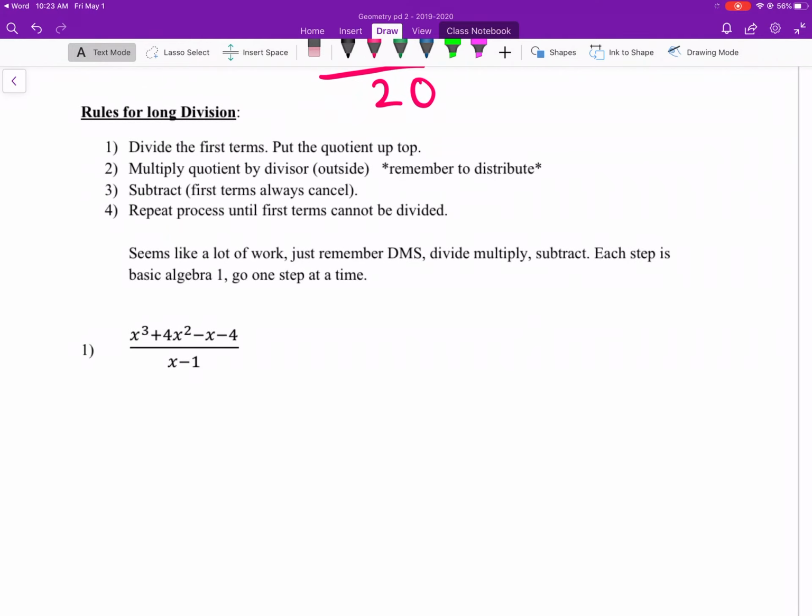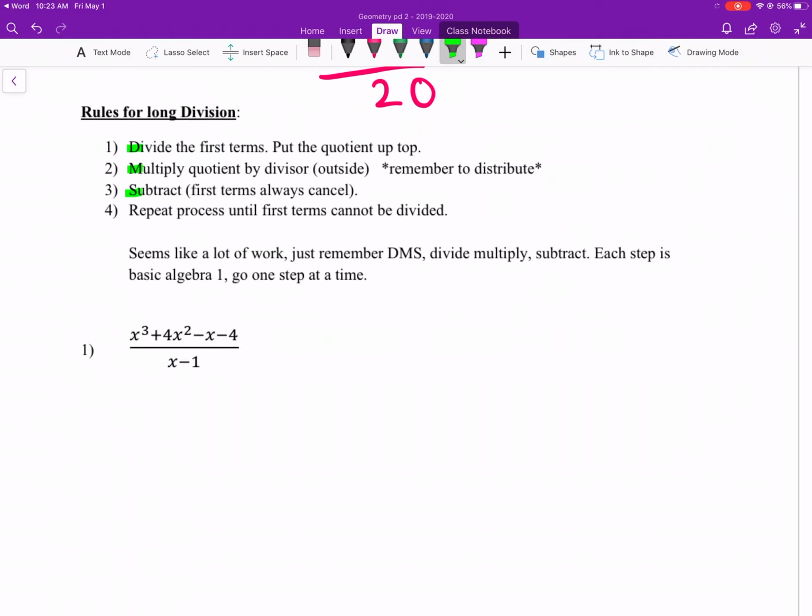Number 2, multiply the quotient by the divisor. The quotient is the result. You multiply that result by the divisor, which is the number on the outside. So it's like distributing. Number 3, subtract, just like we did in the long division. First terms always cancel. You'll see that when we go. Repeat this process until the first terms cannot be divided. So DMS: divide, multiply, subtract.